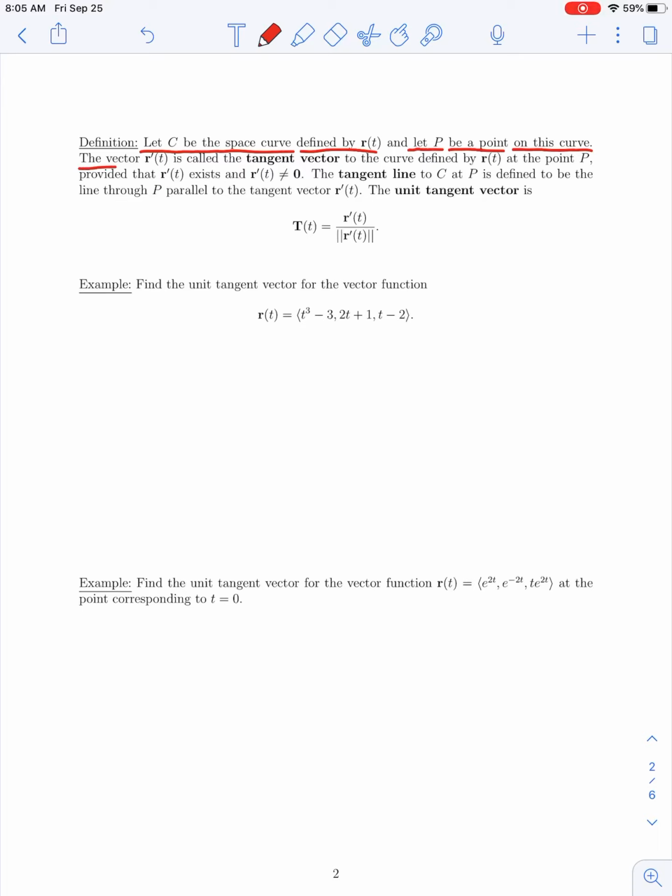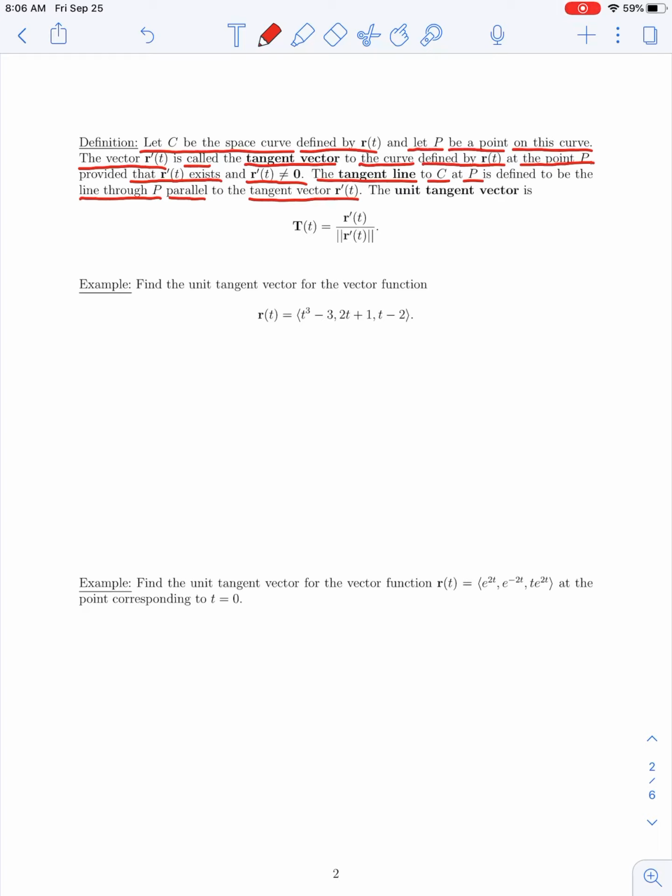So the vector r prime of t, that is the derivative of our vector function, is called the tangent vector to the curve defined by this vector function r of t at the point P, provided that r prime of t exists and this derivative is not the zero vector. Now we would define the tangent line to our space curve C at a point P as the line that's passing through P and which is parallel to the tangent vector r prime of t.